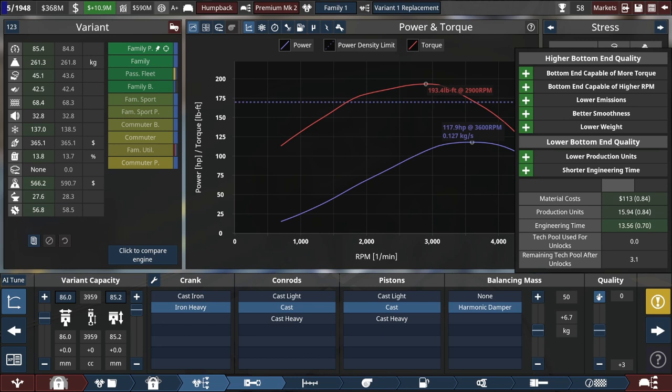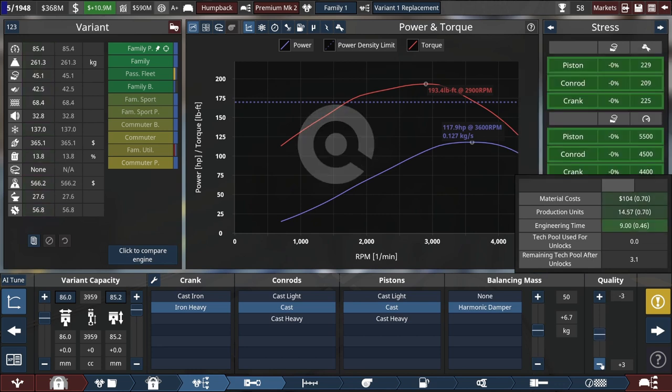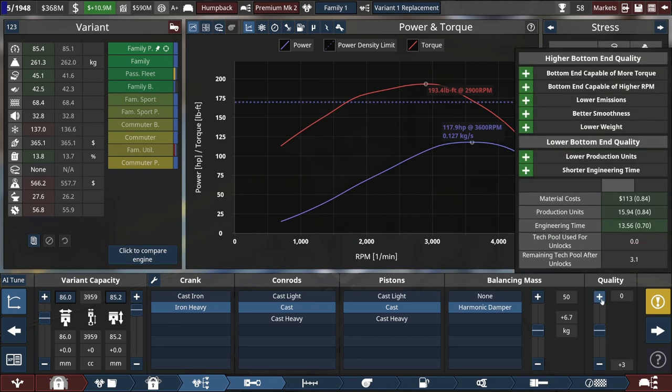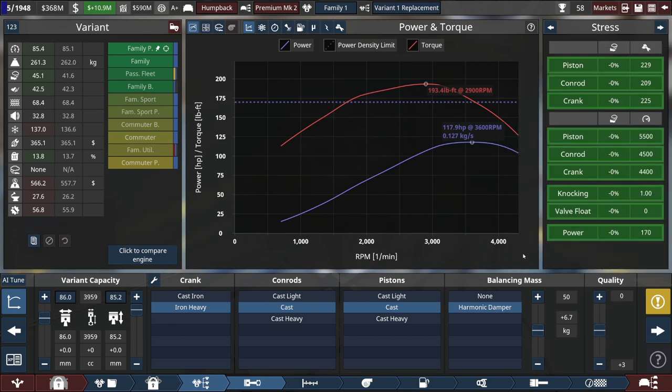Now, if you were in the sandbox with zero tech pool, then the cost of making these parts is going to be the same for us as if your slider for quality was at -3. But we get all the benefits of being at zero quality slider, baseline, normal, because we have that tech pool. Makes the whole car a lot cheaper.